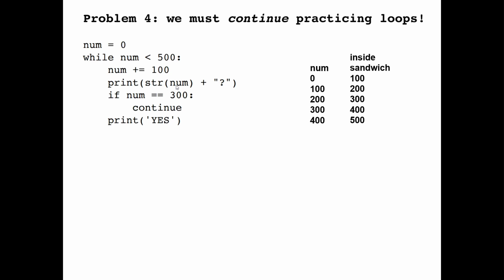Then it's 300. We print out 300 with a question mark. It's 300 this time, so we will continue. That's going to jump back up, and then number is going to be 400. We'll print out 400 with a question mark. Not 300. Skip that, print yes. Then 500 question mark. Skip that, print yes. So the output's going to look something like this. The only thing that we have skipped with this continue is that yes after the 300. So that's missing right here.